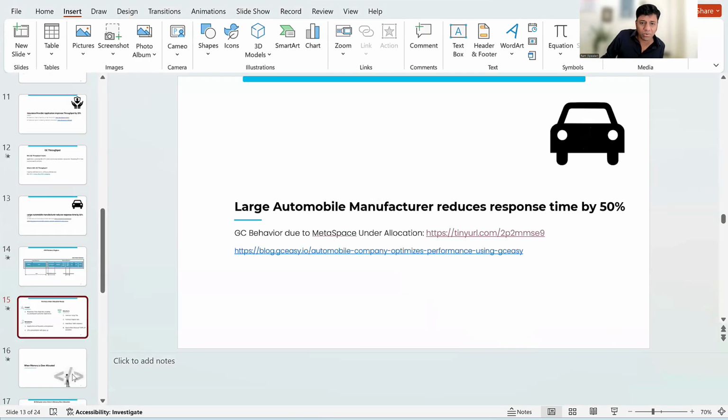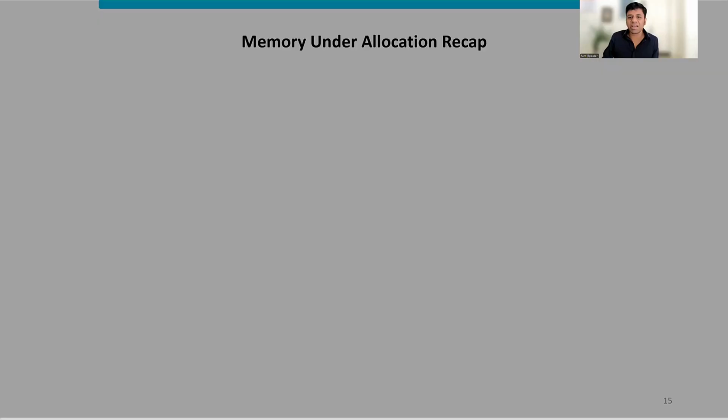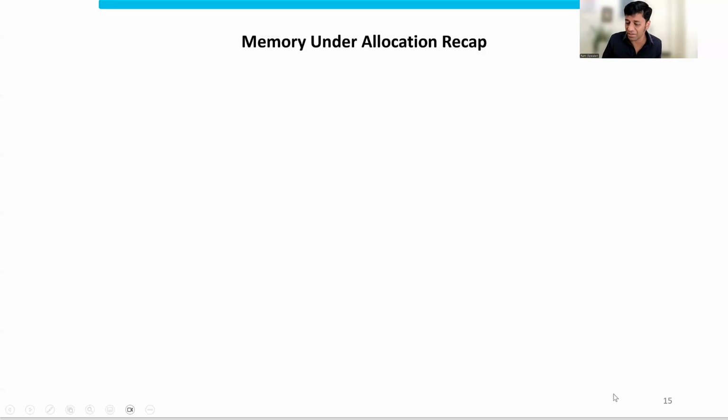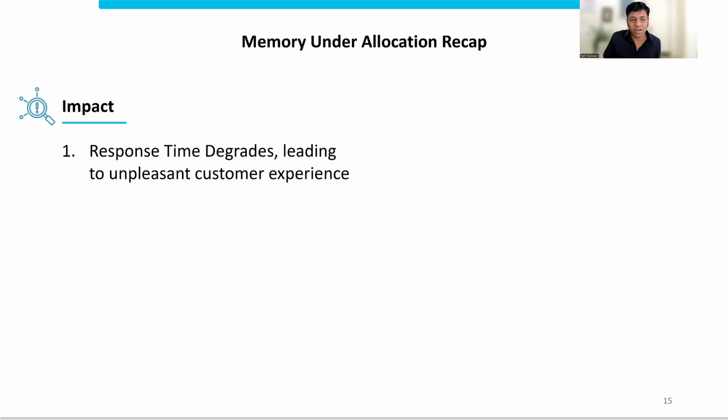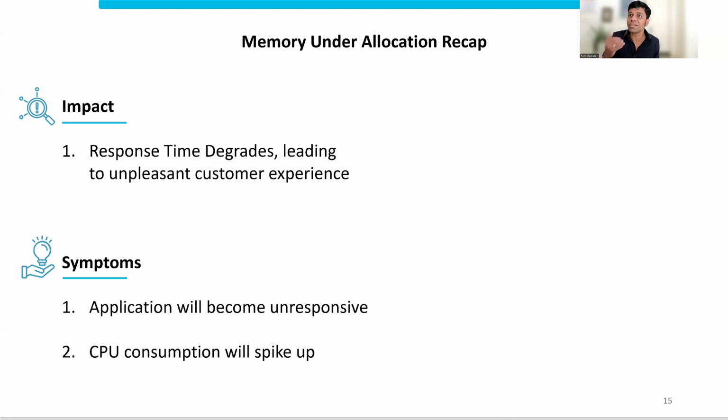Okay, so now let's do a quick recap of memory under allocation, what we discussed so far. When your memory is under-allocated, the primary degradation is that your response time is going to degrade, and it's going to cause a very unpleasant customer experience. Number one, what are the symptoms you're going to observe? Your application is going to become unresponsive. That is because when garbage collection keeps on running, customers are not going to get a response.